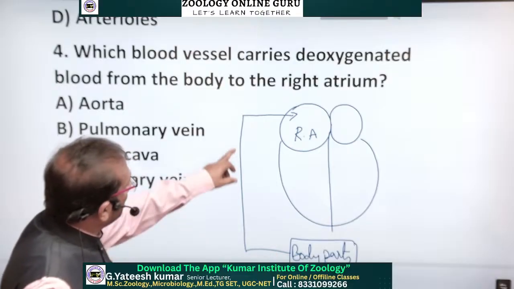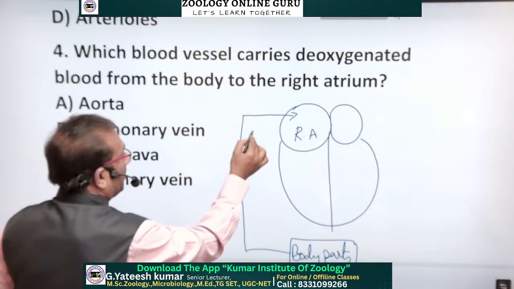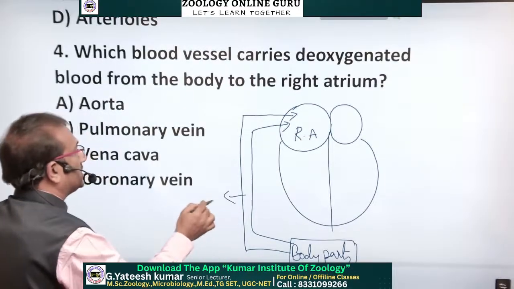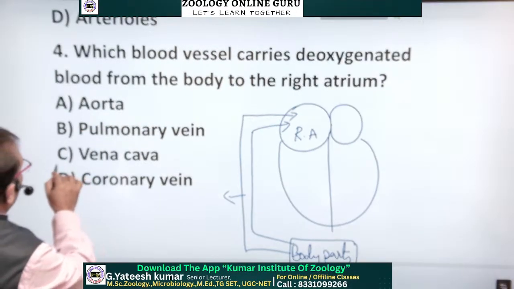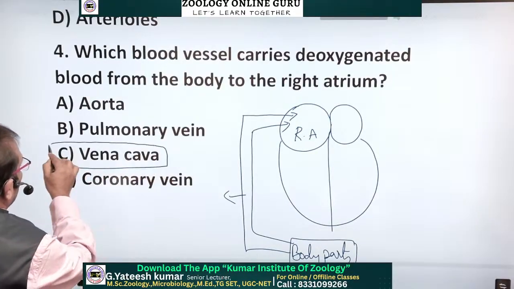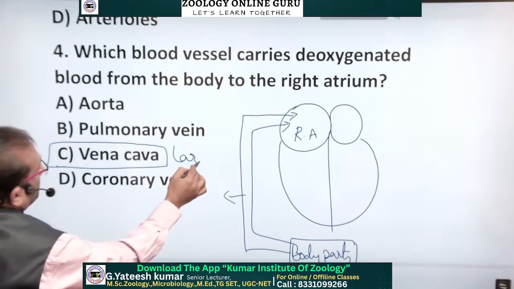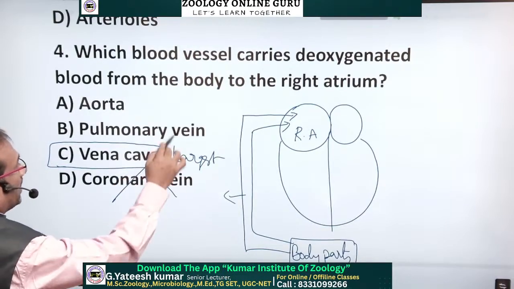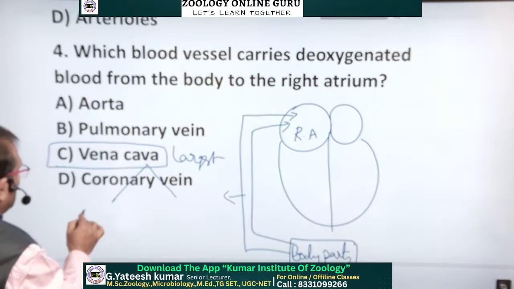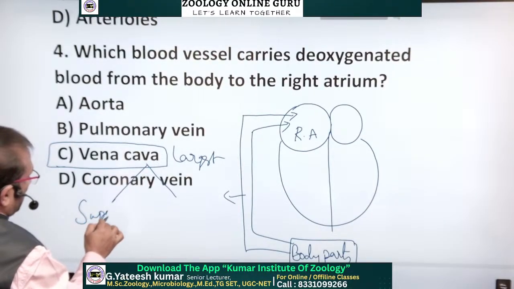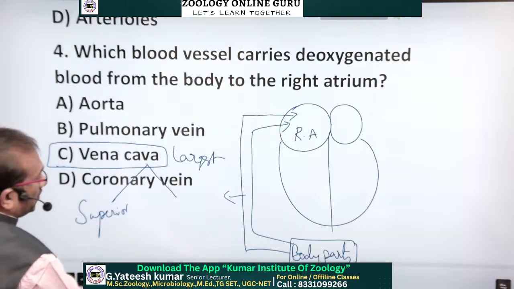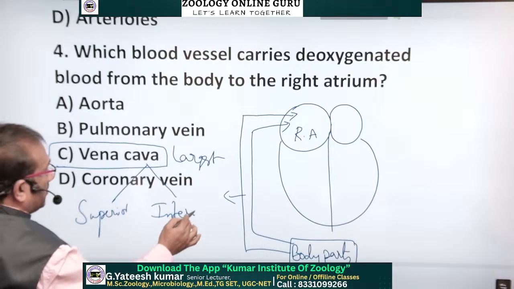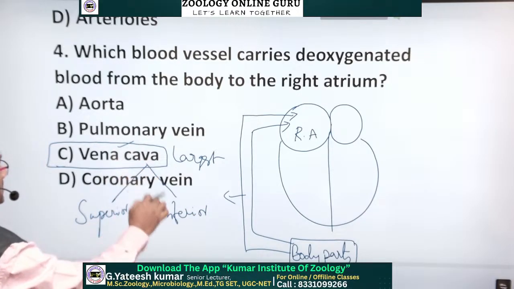So what is this blood vessel name? They are the largest veins, known as vena cava. Vena cava is once again two types. From the upper body parts, it is known as superior vena cava. From the lower body parts, it is known as inferior vena cava. So vena cavas are the largest veins.